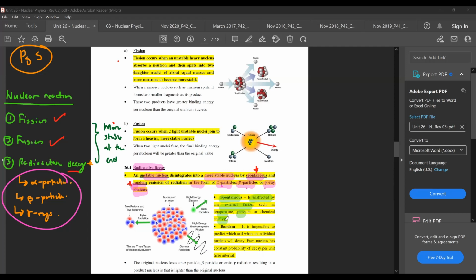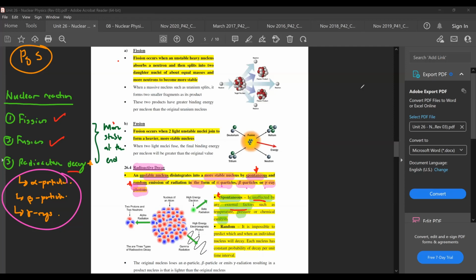Say, for example, you want to make a particular sample decay faster. It's not as simple as you heating it up. It's not as simple as you increasing the pressure or you adding some other chemicals inside. Nothing you do to the sample will cause the decay to go faster or slower. It's unaffected by anything. That's why we call this spontaneous. It's unaffected by any external factors.